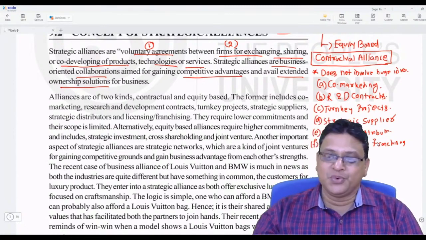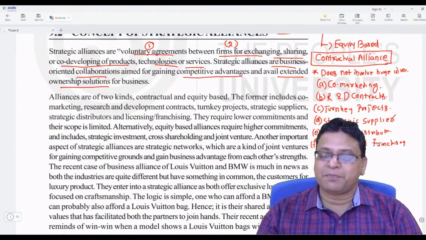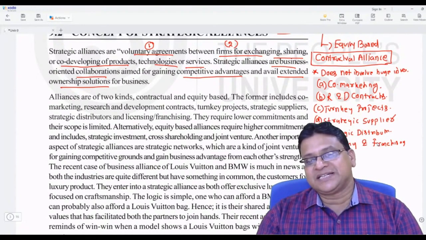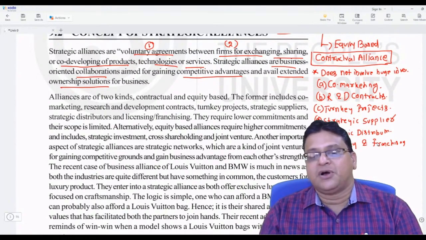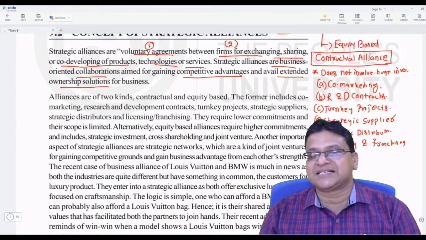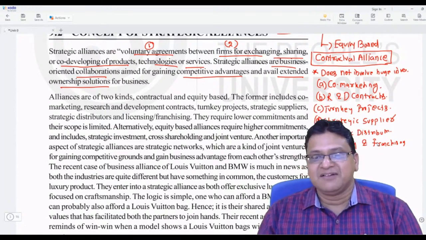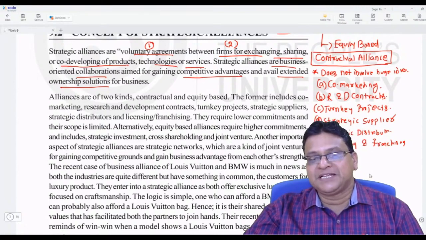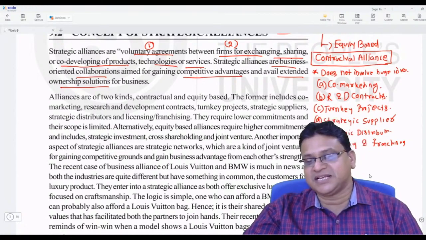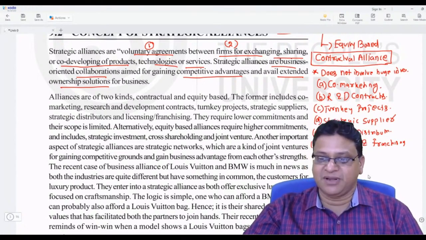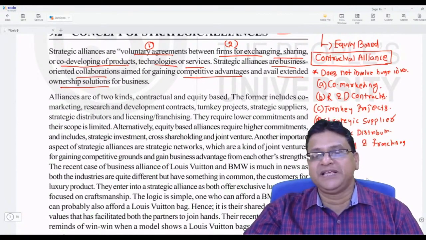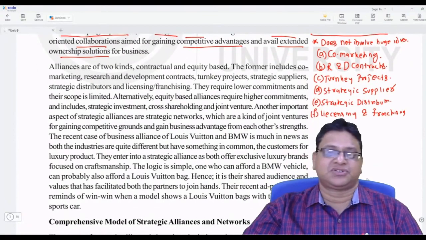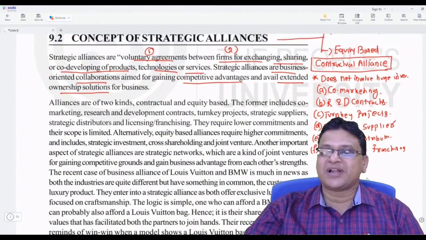Strategic supplier. You make an alliance to supply the required raw material. Then strategic distribution. You take a contract for distributing the product of a particular company. That is known as strategic distribution. Then there is licensing and franchising. Many companies run in licensing franchising mode, as we have discussed. KFC in India is running in licensing franchising mode. McDonald's as well. Here you sell some IPR related products. So these are contractual alliances.